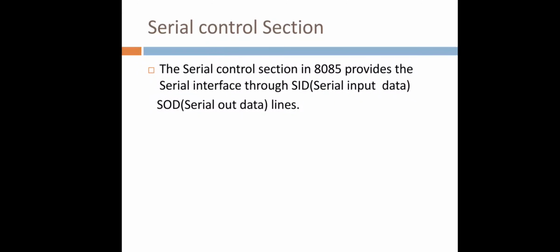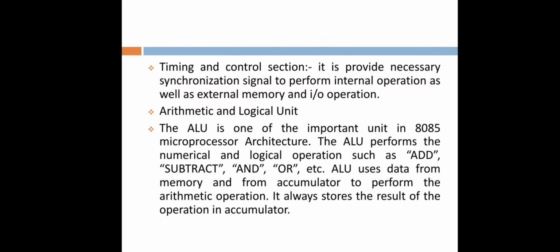Serial control section. The serial control section in the 8085 provides the serial interface through the SID, serial input data, and SOD, serial output data pins. The timing and control section provides the necessary synchronization signals to perform the internal operations as well as external memory and IO operations.